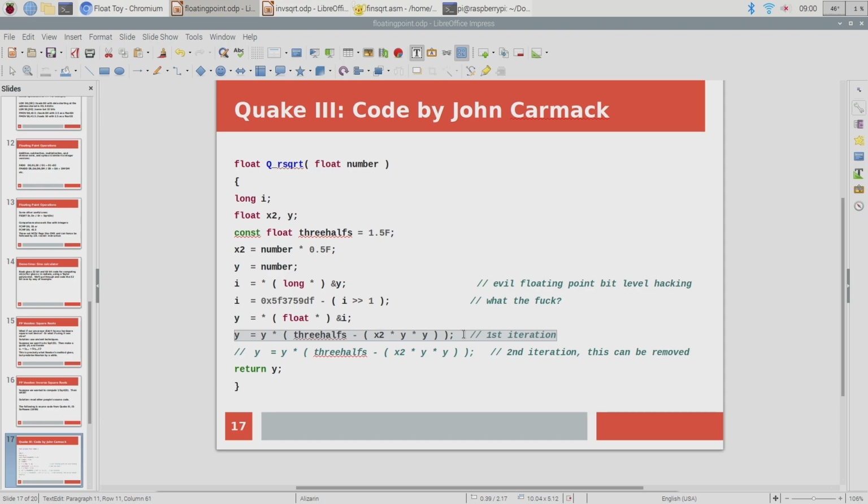Yeah? If you ain't getting 60 frames a second, it's trash. Right? Okay, and so that's essentially why he was able to remove this last line, because for the purposes of the video game, it was fine.